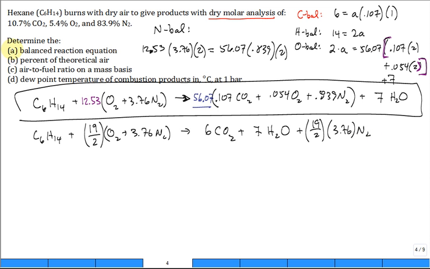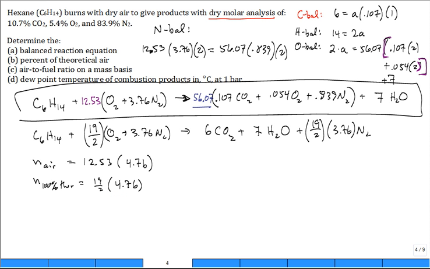Okay. But for the original problem, what is the percent of theoretical error? Well, we're going to have the number of moles of air equal to 12.53 times 4.76. True? That's how many moles of air you actually have per mole of fuel. How about if it's 100% theoretical? How many do we have? 19 over 2 times 4.76. True?